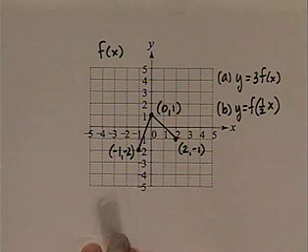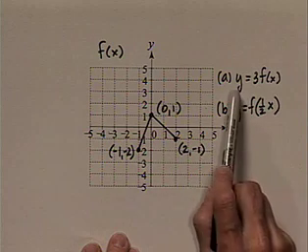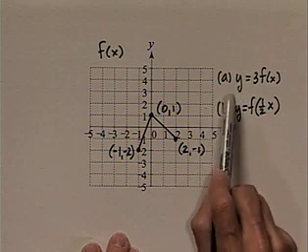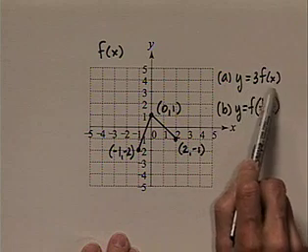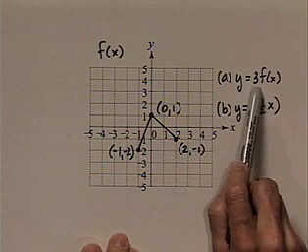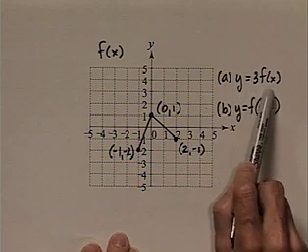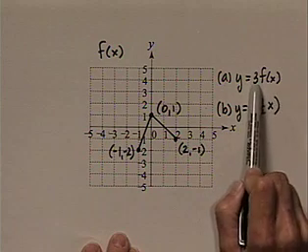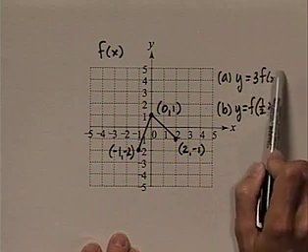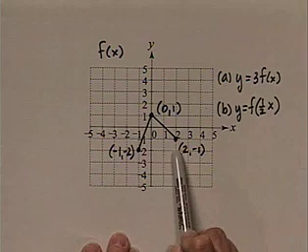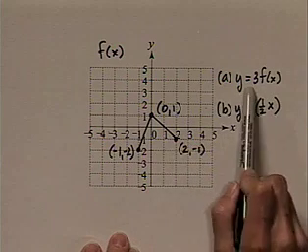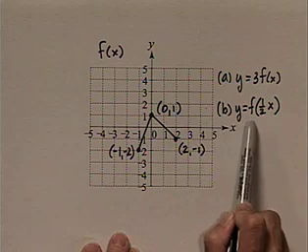We want to do two things to this graph of f of x, two different things. First, we want to find y equal 3f of x. Now that's a vertical stretch of the function. Think of this as 3 times each y value that already exists for the function. We'll do that in just a minute, but look at the second piece.